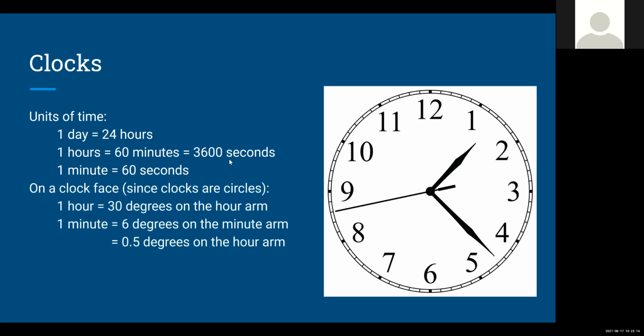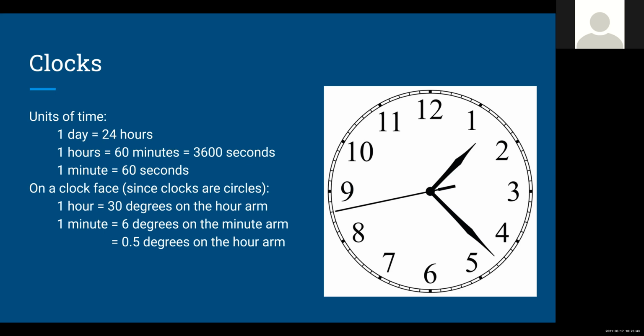You also want to know the angles. In 1 hour, you cover 30 degrees. So between 12 and 1, or between 1 and 2, that's because it's a circle divided into 12 increments. So 360 divided by 30 is just 12. Each hour is 30 degrees on the clock. And then each minute is 6 degrees on the minute arm, 0.5 degrees on the hour arm.